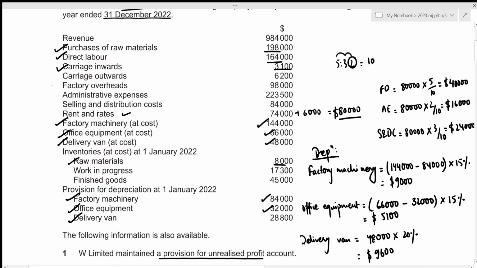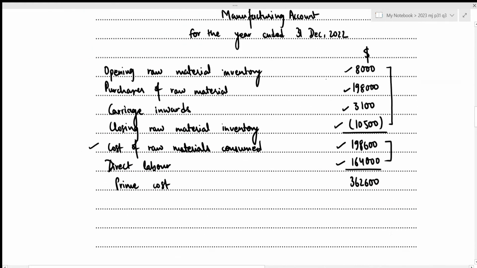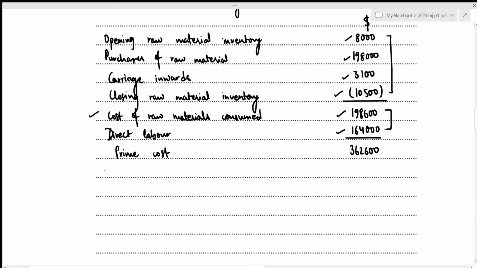Okay, we can see that we're given factory overheads right here, which is given to be 98,000. And also remember that we need to add the cost of our rent and rates, which was a portion towards our factory overhead. So that's 40,000. So we need to include 98,000 plus 40,000. Let's write it down. That will be our factory overheads. We have 98,000 plus 40,000, which results in the value of 138,000.